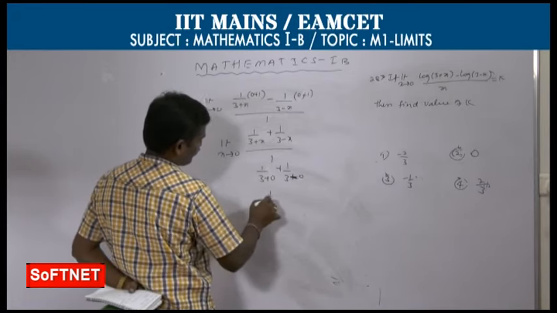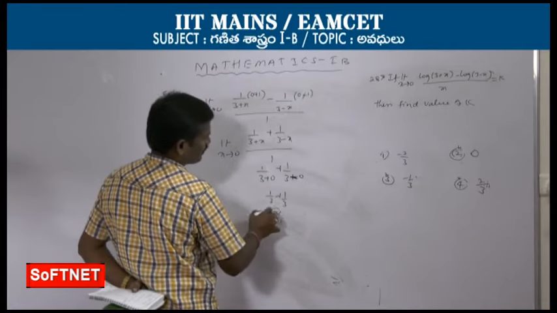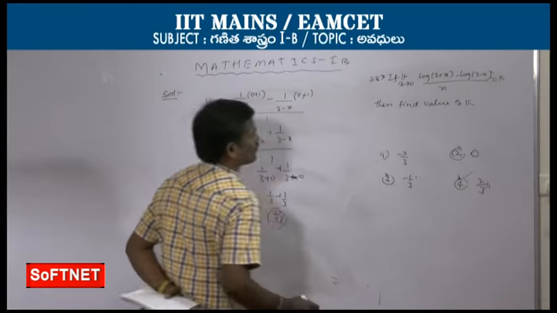So what is the answer? 1 by 3 plus 1 by 3, so 2 by 3 is the answer. So 2 by 3, the fourth option, is the correct option.